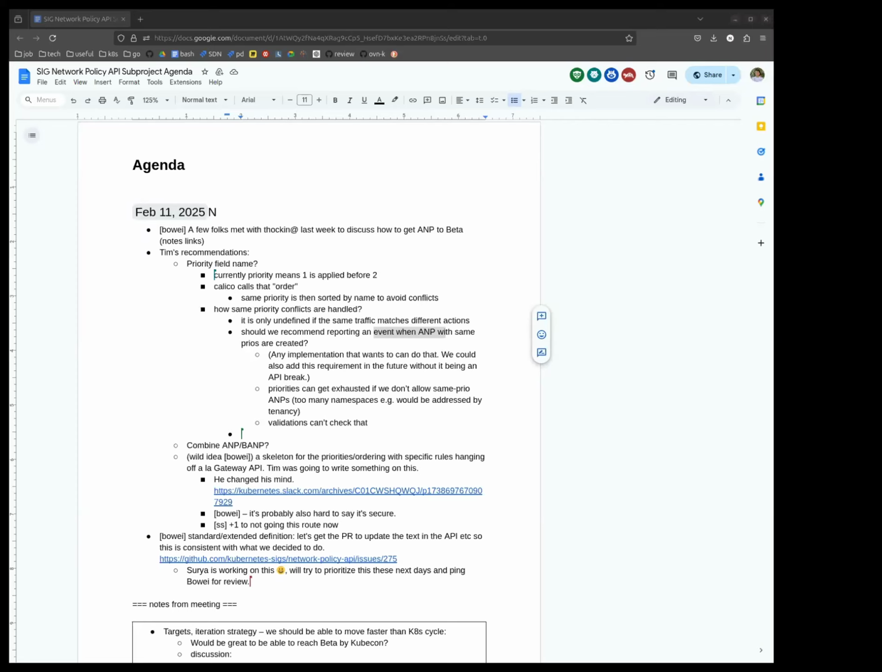Okay, I think you might be misinterpreting this. If you have a policy with priority 100 and it has 10 rules in it, and you have another policy with priority 101 and it has 10 rules in it, all of those rules happen after the rules of the other. I think that's fine. That's understood. But what if they're both priority 100?